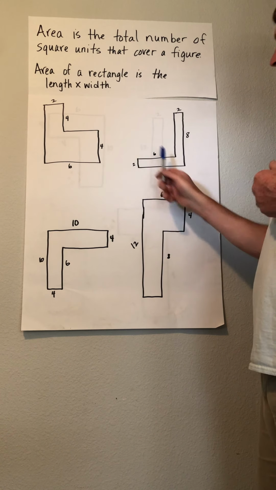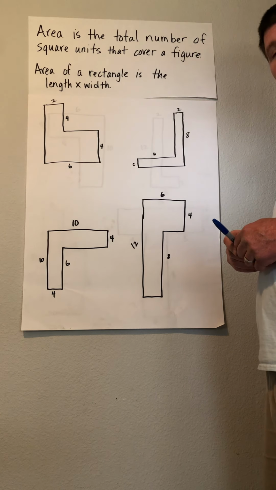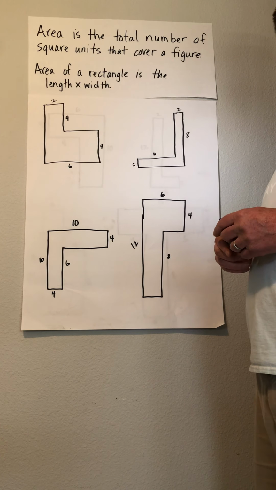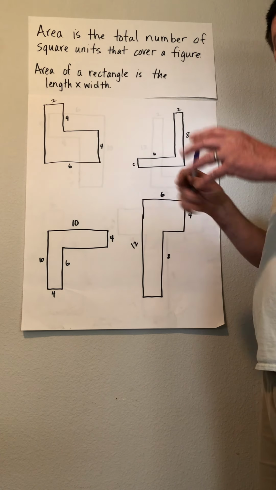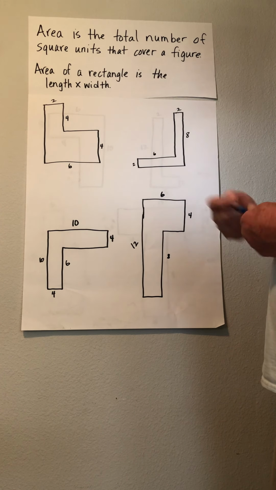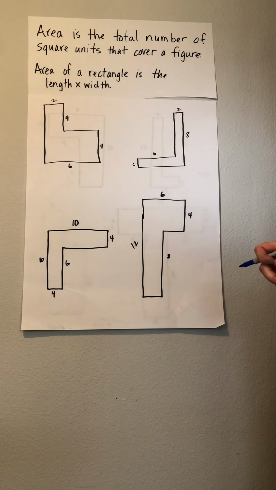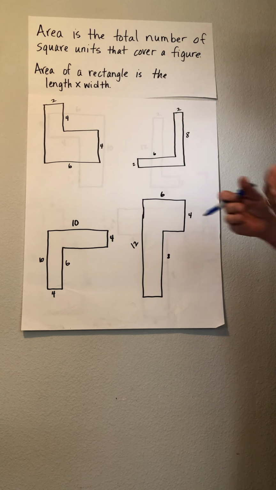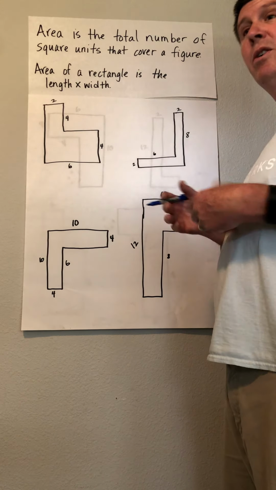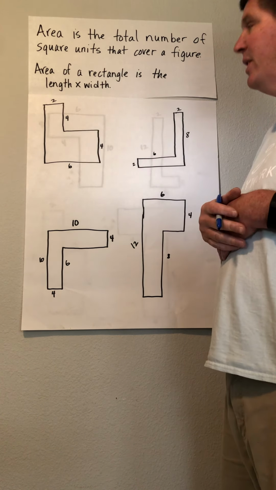We are going to break up these odd shapes into rectangles, and then we will figure out the area of the rectangles and add them together. So let's get started. Let's look at this one first. There are two ways that most of these, in fact all of these, can be broken into rectangles. There is no best way. It's really just what you feel like doing or based on the numbers that are given.